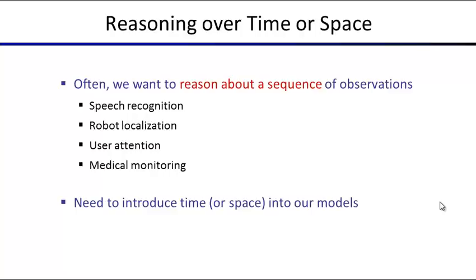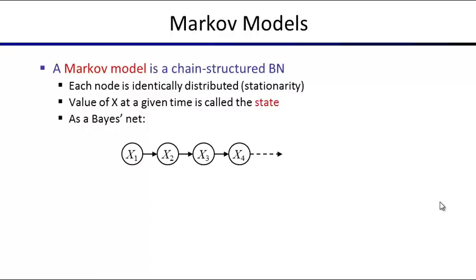So to do this, instead of having a fixed Bayes net, we want a Bayes net that grows over time. And these types of Bayes nets, the canonical ones, are called Markov models. Here's what they look like. You have a chain-structured Bayes net. Each node has the same distribution, meaning that the distribution for X2, the CPT here, and the CPT here, and the CPT here are the same. So we have one CPT for X_{t+1} given X_t.